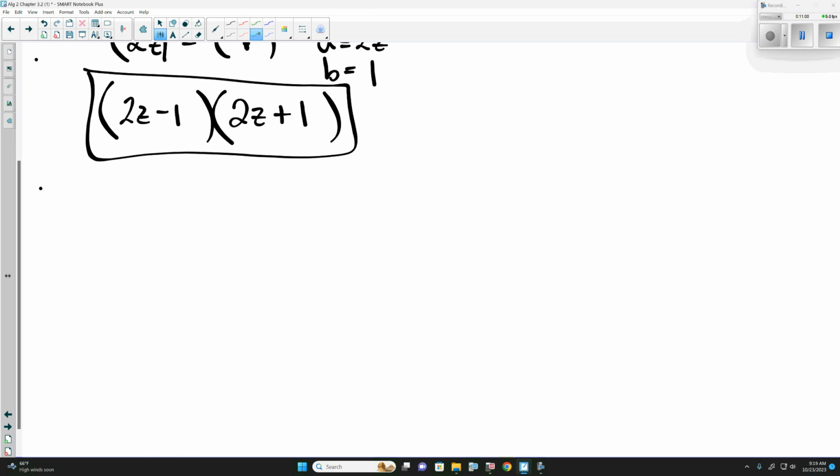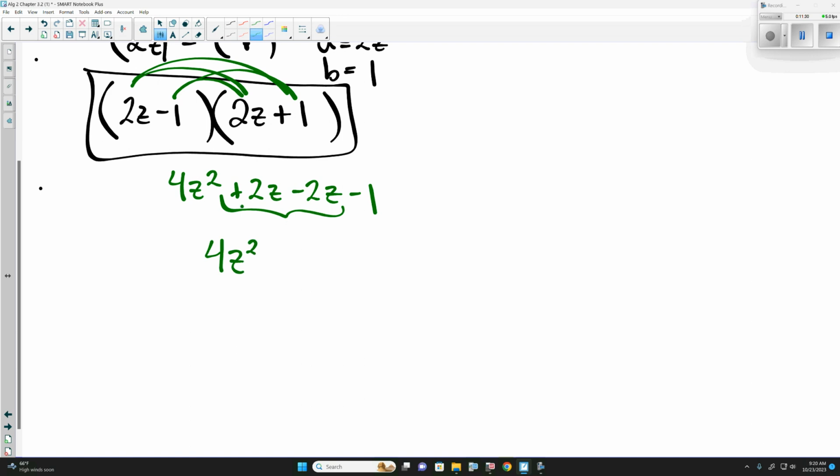Now I'm going to multiply this out. You don't have to write this down. I'm just going back and showing. 2z times 2z we've already said is 4z squared. 2z times 1 is plus 2z. Negative 1 times 2z is negative 2z. And negative 1 times positive 1 is negative 1. Now this does look like we have more terms than what we started with, but 2z minus 2z is 0. So that's gone, leaving us with 4z squared minus 1. Is that what we started with? Yeah. So it does factor. Questions on this here?